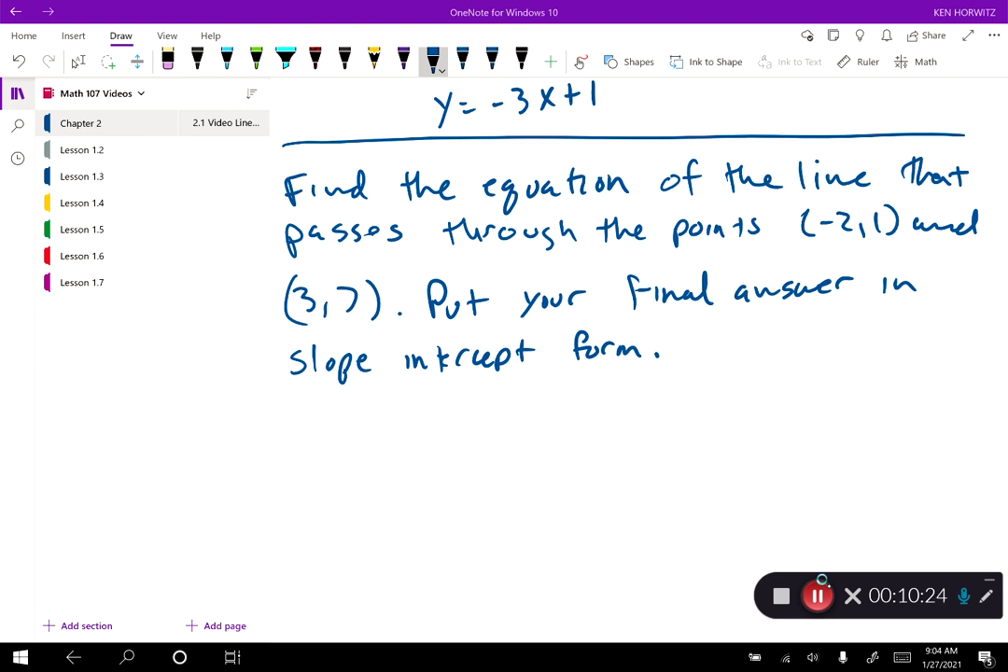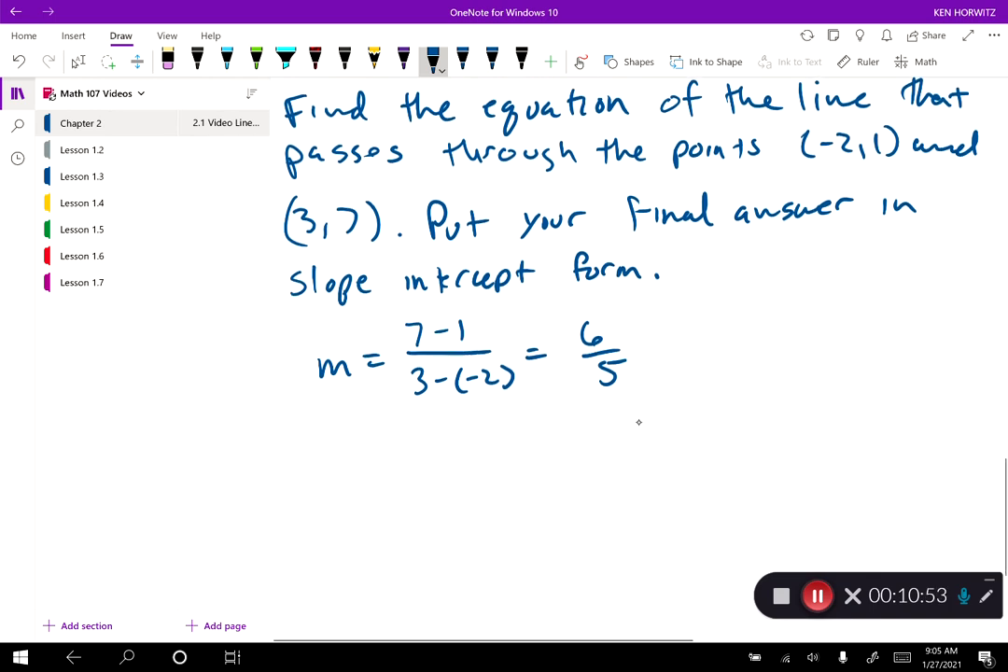What's the difference in this problem from the last one? In this problem, I didn't give you the slope, but I did give you 2 points. So we can do our slope formula. And we can say, let's say, 7 minus 1 over 3 minus -2, which would wind up being 6 over 5. We don't care if we have a whole number slope or not. That doesn't bother us, right?